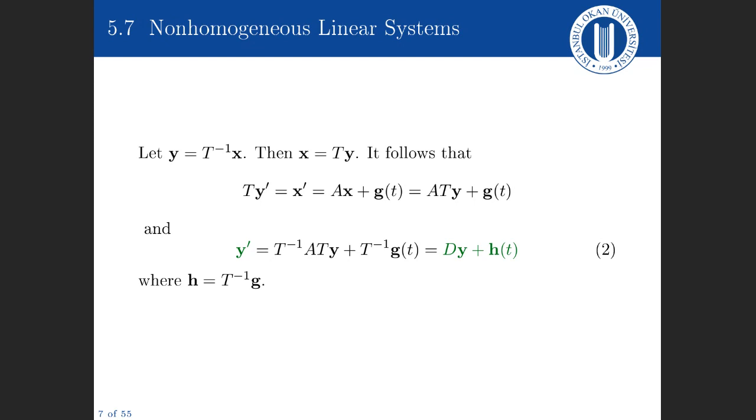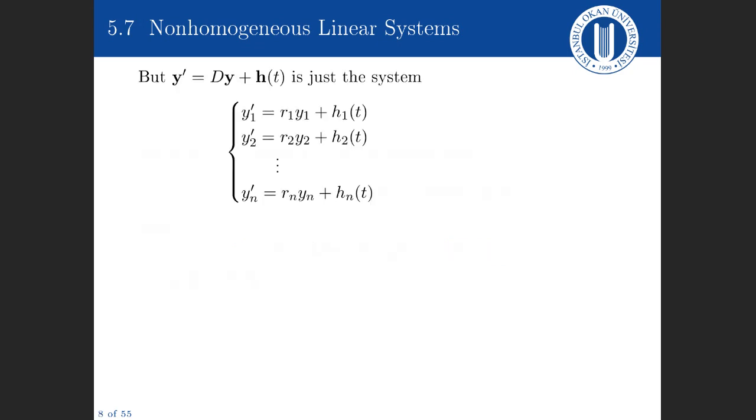Instead of solving the linear system that we started with, we are going to solve y prime is equal to Dy plus h, because that is an easier linear system. Why is it easier? Because it's just the system y1 prime is equal to r1 y1 plus h1, y2 prime is equal to r2 y2 plus h2, etc. Notice that in the first equation, we only have the variables y1 and t. In the second equation, we only have the variables y2 and t, and so on. The final equation has only the variables yn and t.